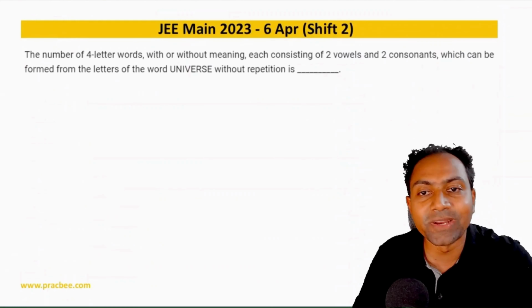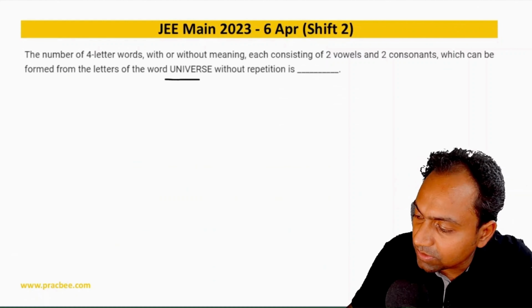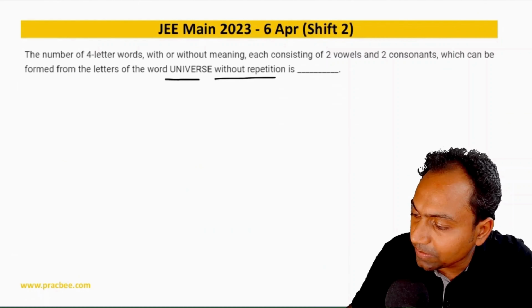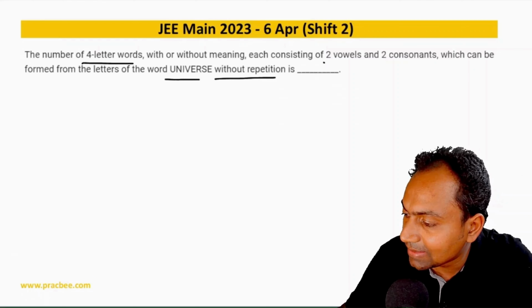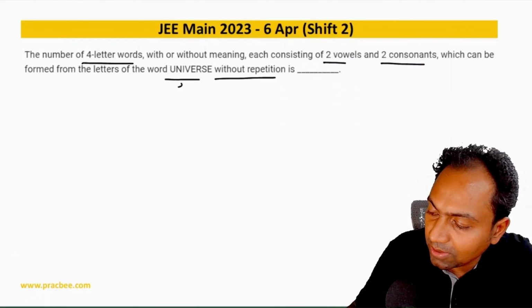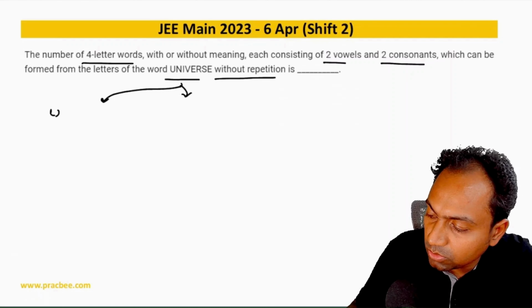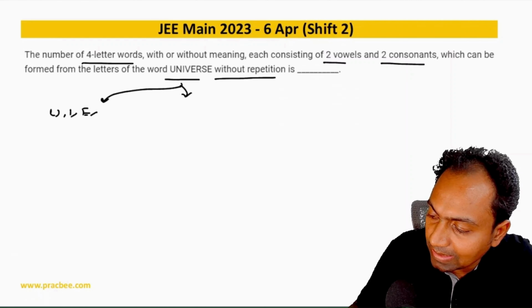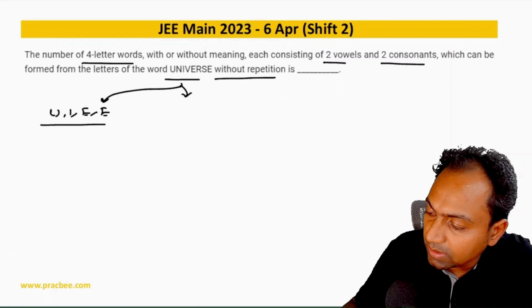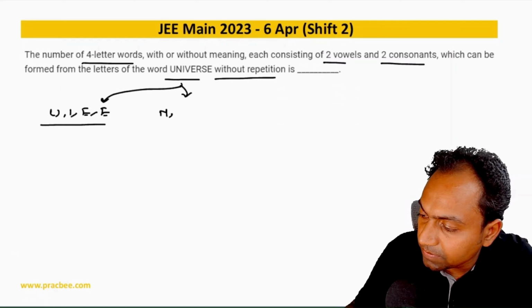In this 2023 question, what they're asking is, if I take letters of the word UNIVERSE without repetition, how many 4-letter words are possible such that they have 2 vowels and 2 consonants each? First figure out what are the vowels and consonants in this word. The vowels are U, I, E and E. And the consonants are N, V, R and S.